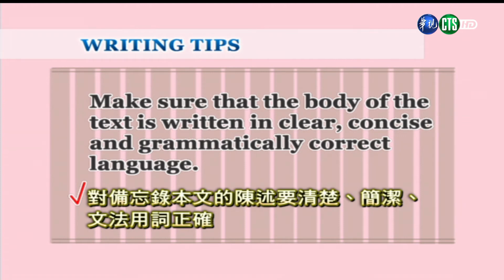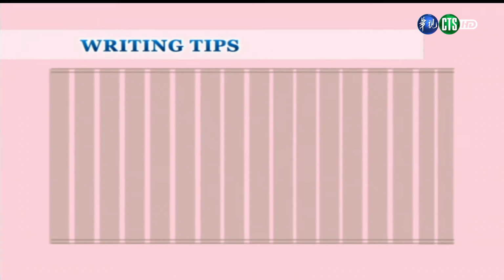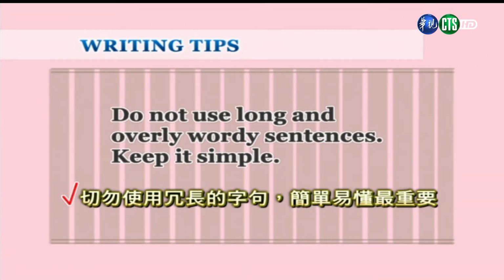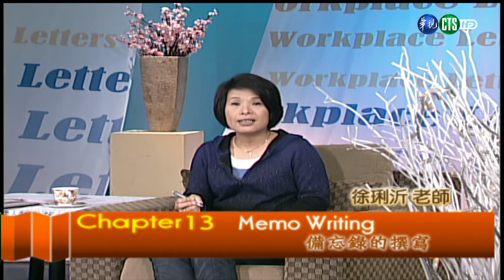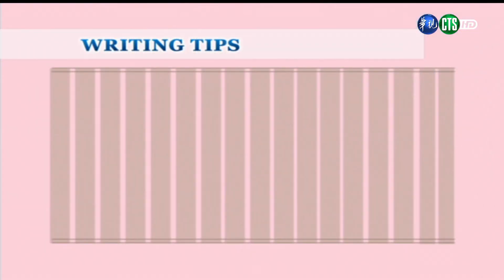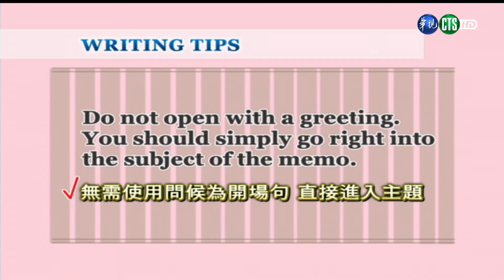body of the text is written in clear, concise, and grammatically correct language. 你应该对备忘录本文的陈述要很清楚、简洁，文法用词都正确，这都是文书作业里头必须要注意到的。第三个 you do not use long and overly wordy sentences. Keep it simple. 很重要沟通嘛 memo 更像 conversation 了，所以你在写 memo 的时候，你应该像说话一样，所以更要简洁，用字要更简单。接下来 do not open with a greeting.